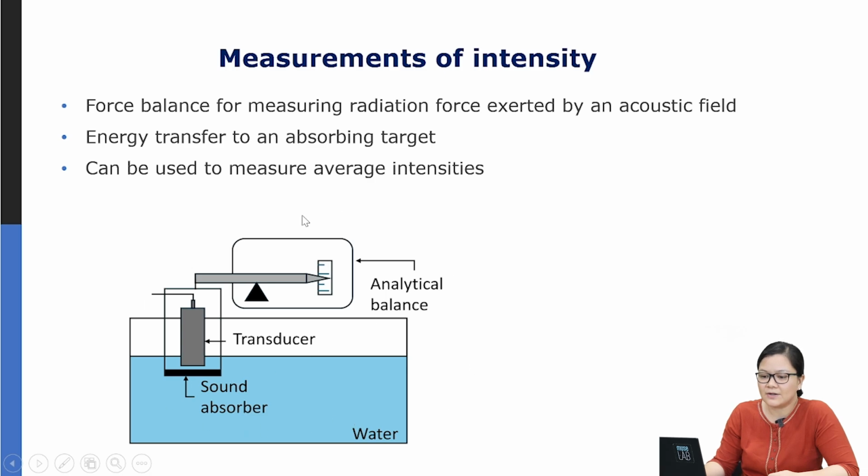So this is a schematic of what an experimental setup using a radiation force balance looks like. We have our transducer here that is then sending an ultrasound field towards a sound absorber right here. So this will be the target. And this sound absorber is connected to an analytical balance that you can use to measure the force. And from that, you can measure the power, and considering also the cross-sectional area of the beam, you can then measure the intensity, the spatial average temporal average intensity.